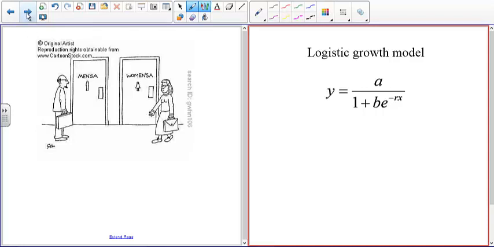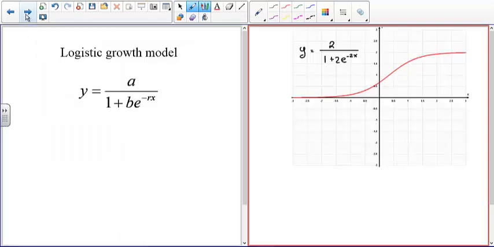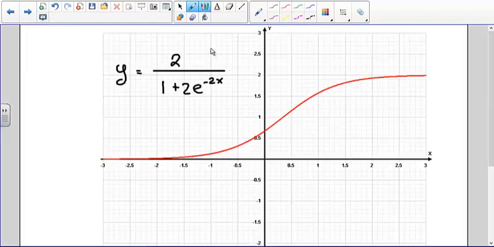So you've got three constants. With exponential growth, you just had two constants, one dependent upon the initial value and one dependent upon how quickly it grew. So here's just a generic logistic growth example. You've got 2, which is the y value that it approaches. So it never equals 2, it approaches 2.